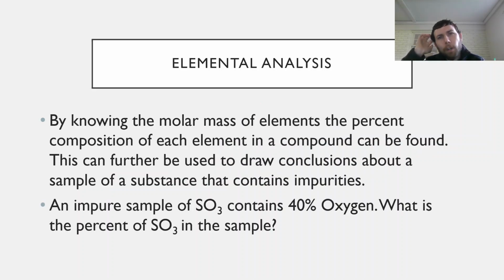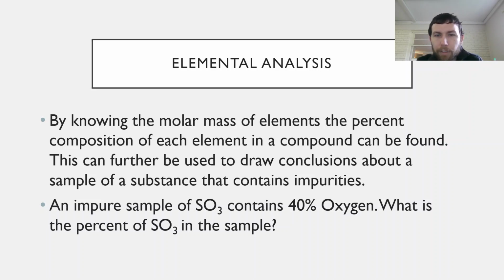And so that's where elemental analysis comes in. I mean, we've been looking at the empirical formulas, molecular formulas, percent compositions, and understanding that information can help us identify whether or not a sample that we're dealing with is pure or impure, right? So by knowing the molar mass of elements, the percent composition of each element in a compound can be found, right? And we saw that with our empirical formulas. And based on that information, we can draw conclusions about the sample of a substance if it contains impurities, right?